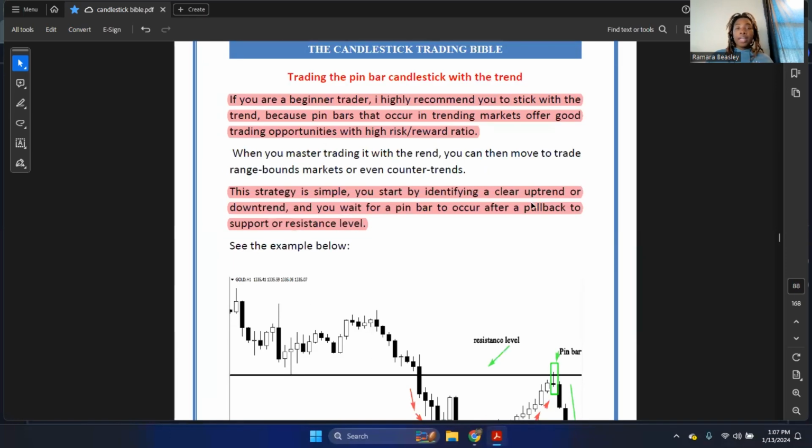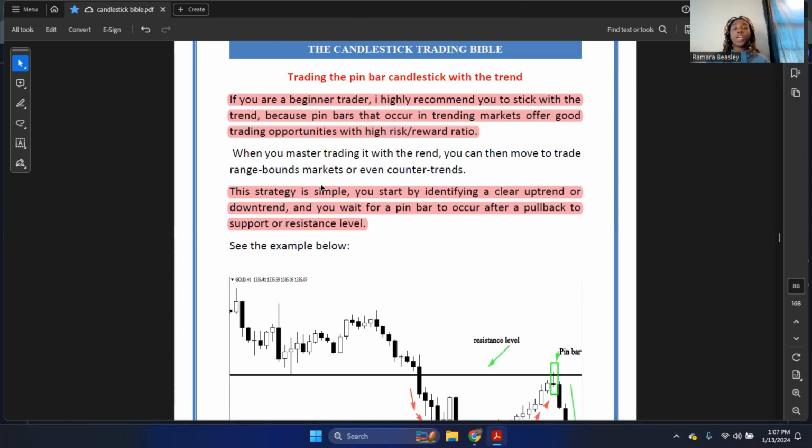All right, so trading the pin bar candlestick with the trend. If you are a beginner trader, I highly recommend you stick with the trend because pin bars that occur in trending markets offer good trading opportunities with high risk to reward ratio. When you master trading it with the trend, you can then move to trade range bound markets or even counter trends. So once you master it.